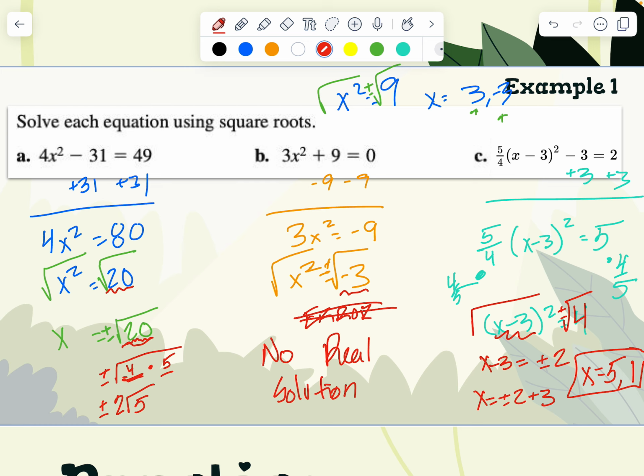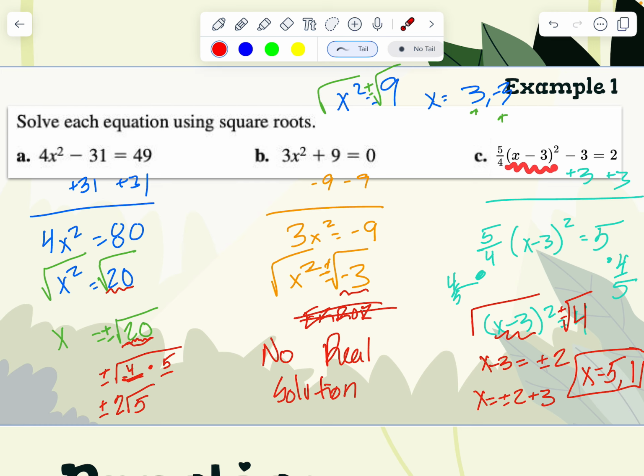Notice with these, when x is the thing that is squared, my last step is going to be to square root both sides and then simplify. Same thing here. X is the thing that's squared. So my last step was to square root and to simplify.